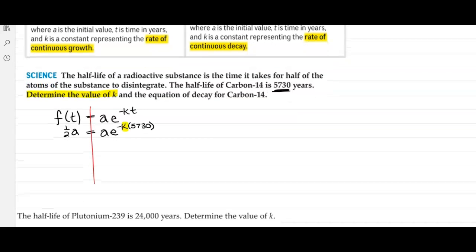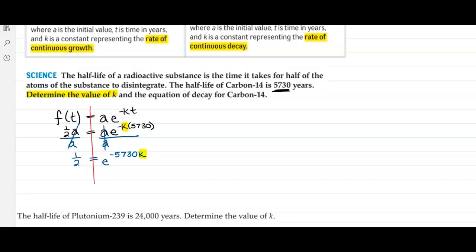We are trying to get k by itself, so let's first start by dividing both sides by A. When I do that, I now have 1/2 equals e to the negative k times 5,730. In fact, I could do a better job writing that because we usually put the number first and then the variable. K times 5730 is 5730k.